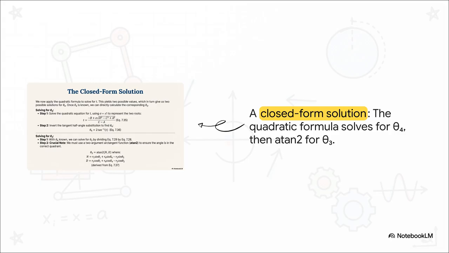But I've got one last pro tip for you. We use a special function called ATAN2. Now, unlike a regular arctangent, it looks at the signs of both the top and bottom parts of the fraction, and that lets it figure out the exact quadrant the angle should be in. No guesswork, no ambiguity. And just like that, we've done it. Our analytical solution is complete.